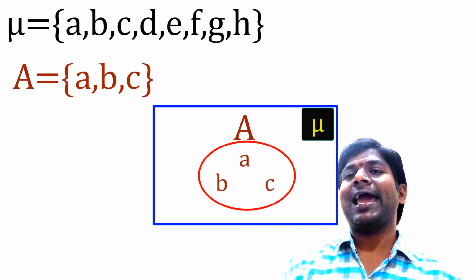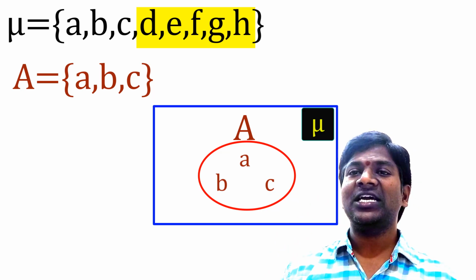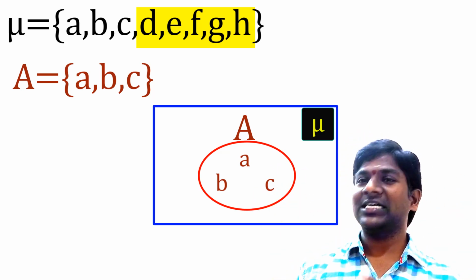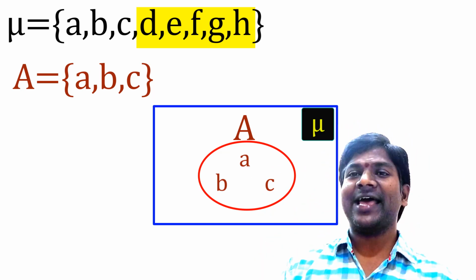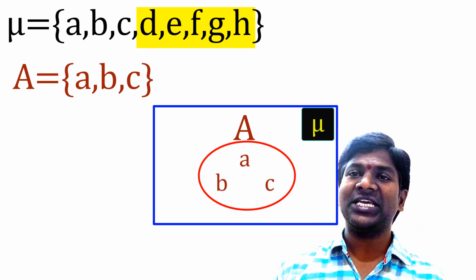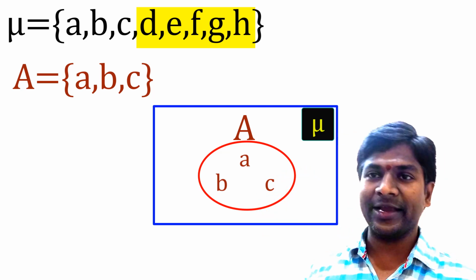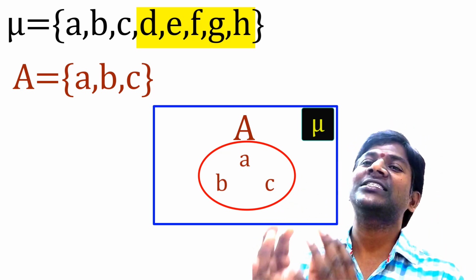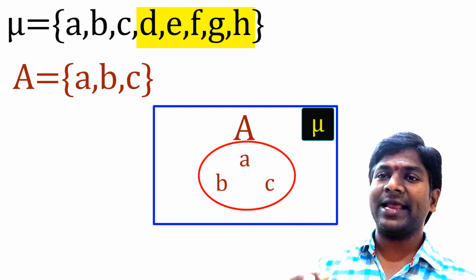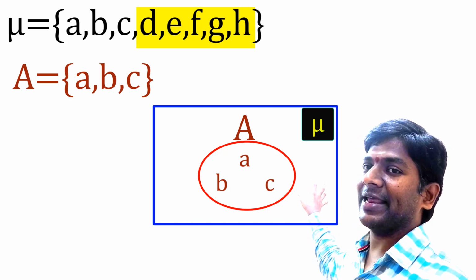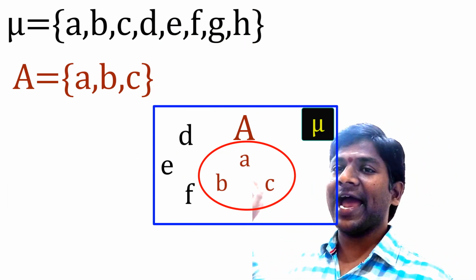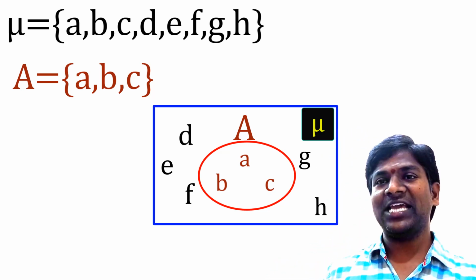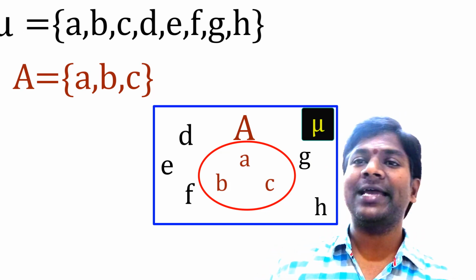Now, what are the remaining elements? D, E, F, G, H. These elements belong to the universal set but do not belong to set A. Children, can you guess where we write these elements D, E, F, G, H in the Venn diagram? These elements can be written in the rectangle, excluding the part of the circle. The excluded part of the circle means the region between the rectangle and the circle. As shown on the screen, we write the elements D, E, F, G, H in the rectangle part. This is the representation of a set by using a Venn diagram.